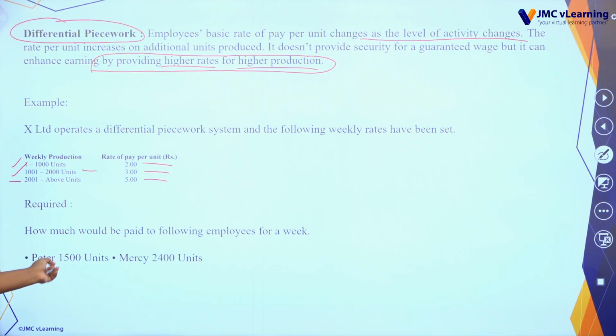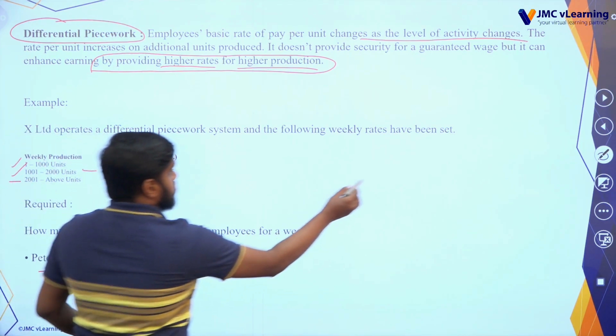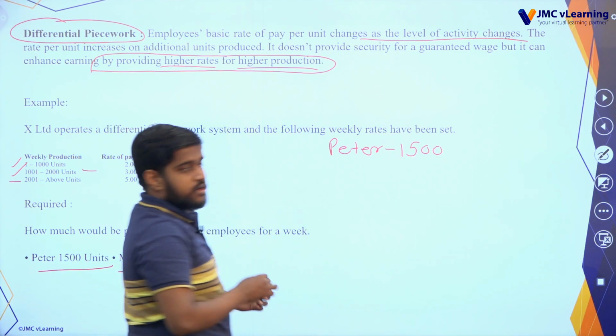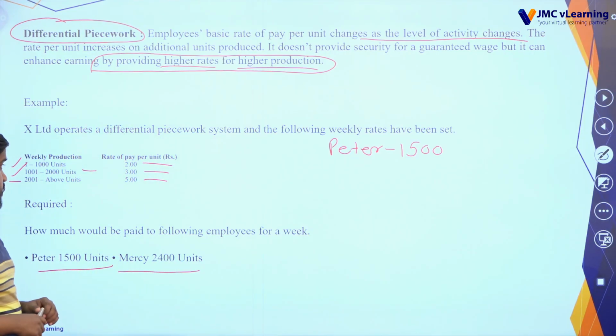Then they say, required: how much would be paid for the following employees for the week. Then we have Peter, 1500 units, and Murky, 2400 units. They ask how much would be paid for the following employees for the week based on the differential piecework method. Then when we come to Peter, he produced 1500 units. As per the company rates that they have set, if some employee produces 1 unit to 1000 units, then they pay 2 rupees per unit.